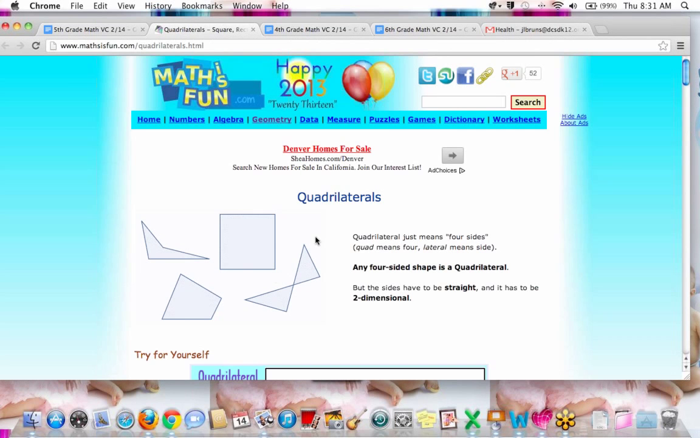Now, I know it's been a few weeks since we talked about this, but does anybody remember what quad stands for whenever you see that prefix quad? Go ahead, Nicholas. Four. Yeah, and Jacob just put it in the chat as well. So that means four. So you're going to have four sides, four angles, or whatever the case is. So any four-sided shape is called a quadrilateral, and it has to be two-dimensional. This is two-dimensional. We're not talking about cubes or anything three-dimensional. Just two-dimensional.